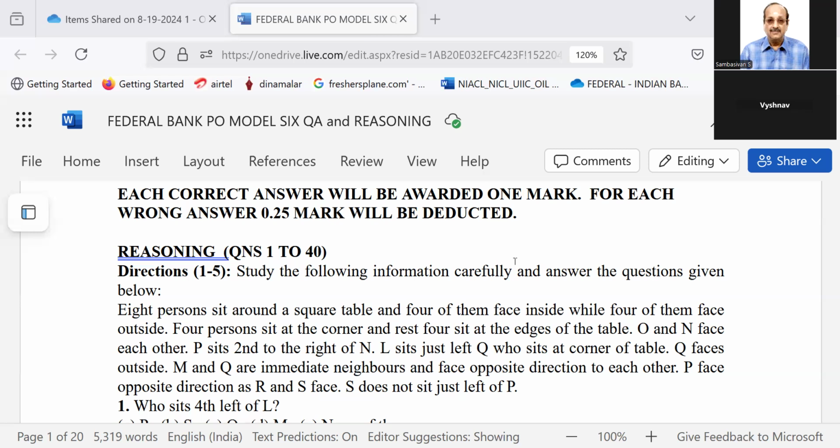L sits just left to Q, who sits at a corner of the table. Q faces outside. M and Q are immediate neighbors and face opposite direction to each other. P faces opposite direction as R and S face. S does not sit just left of P. Yes, please draw the diagram.